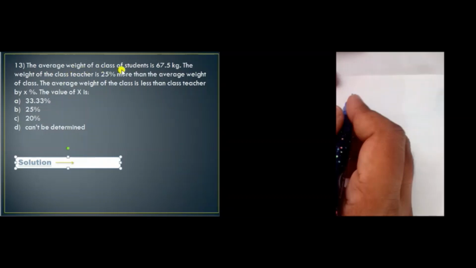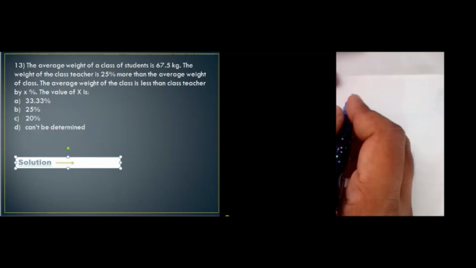So the next question is, the average weight of a class of students is 67.5 kg and the weight of the class teacher is 25% more than the average weight of the class. Means the weight of the class teacher is 25% more than this 67.5 kg. So the average weight of the class is less than the class teacher by x%. What is the value of x? That means if the weight of the class teacher is 25% more than the average weight of the class, then by how much percent is the average weight of class less than the weight of the class teacher?